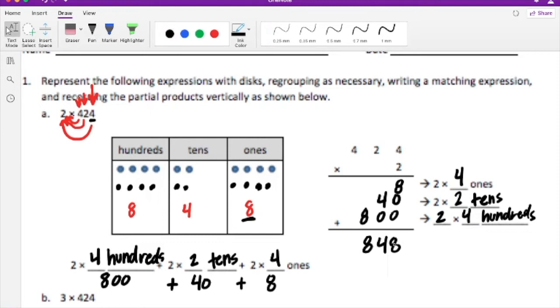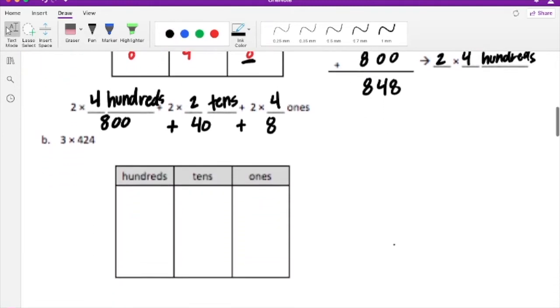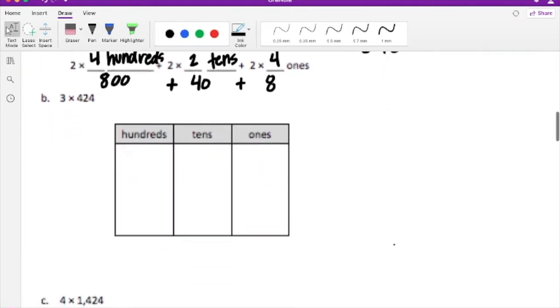All right, let's do this for B. So first, I'm going to express the 3-digit number. That would be 424. That's 4 hundreds, 2 tens, and 4 ones, right? We're going to do that 3 times, right? It says times 3.